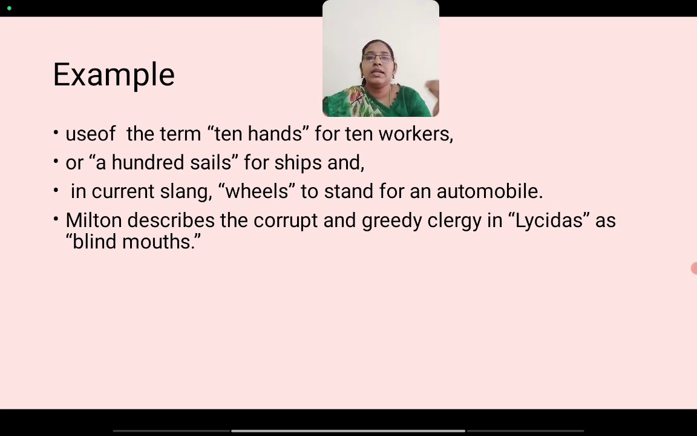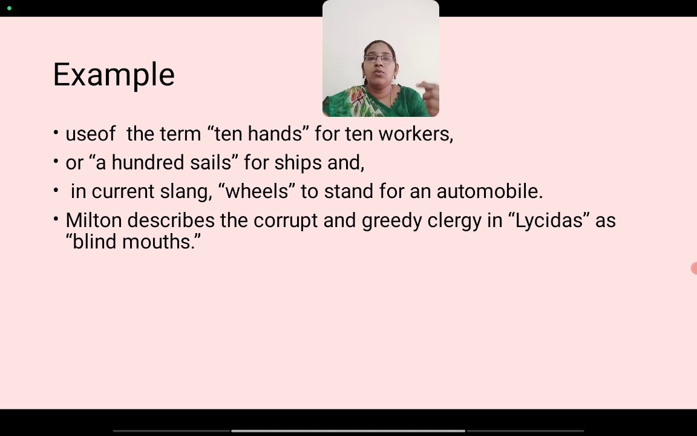Same way, 100 sails stands for 100 ships. Okay, so sails refers to the cloth part that's hanging in the ship. For example, when we say we found 100 sails coming in the Pacific Ocean, it means 100 ships are coming over there. Okay, so sails means ships.